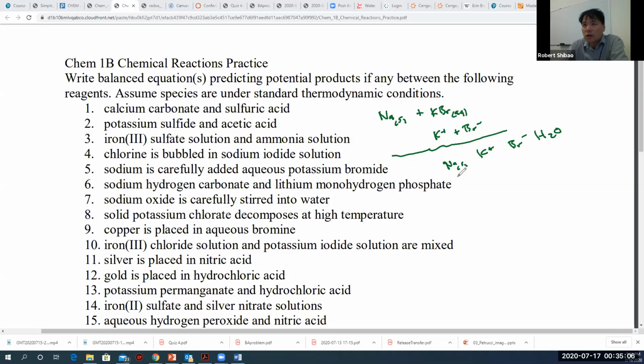And then we look at the chart. For example, sodium is a reducing agent. It's on the lithium side. Potassium ions are an oxidizing agent; potassium ions are on the fluorine side. The bromide is on the lithium side, so that's a reducing agent. Water is on both sides, so it is both an oxidizing agent and a reducing agent. Then we look, which one is the strongest oxidizer? Is it going to be potassium ions or water?